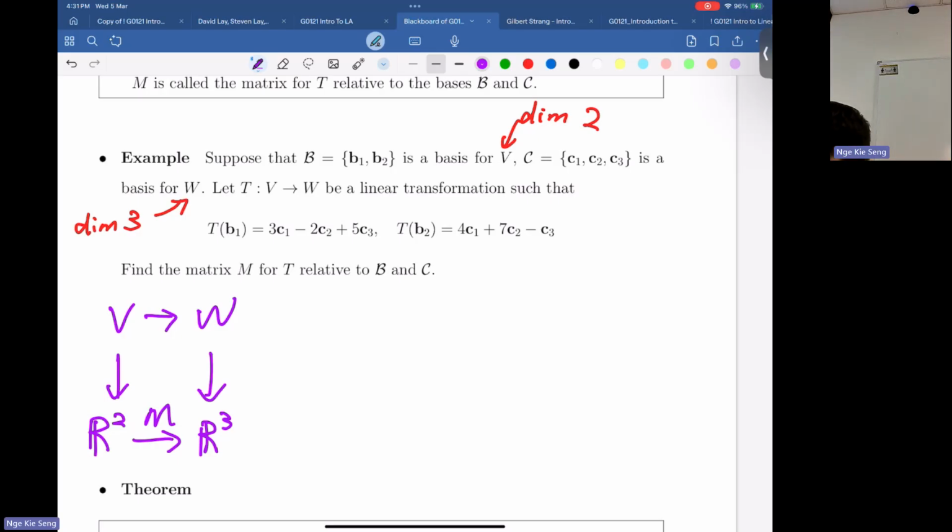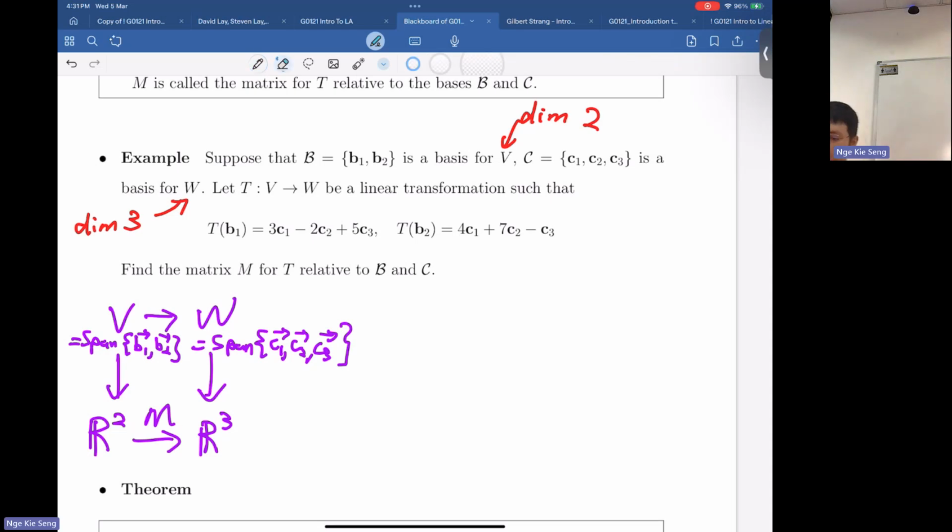Let's write down what we have. V is the span of B1, B2, and W is the span of C1, C2, C3. So we're going to find out what happens to M. Still remember, if we want to figure out a linear transformation between two vector spaces, what do we need to check? M is equal to what?